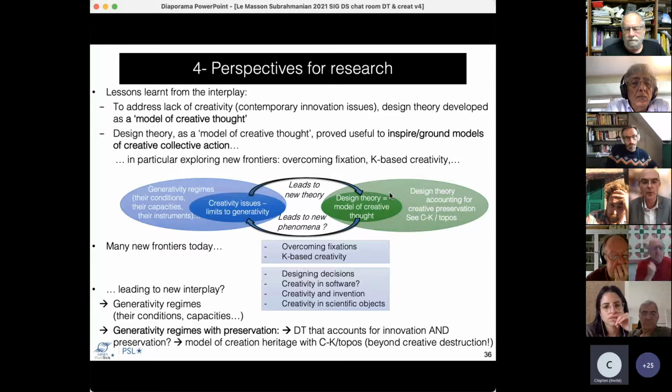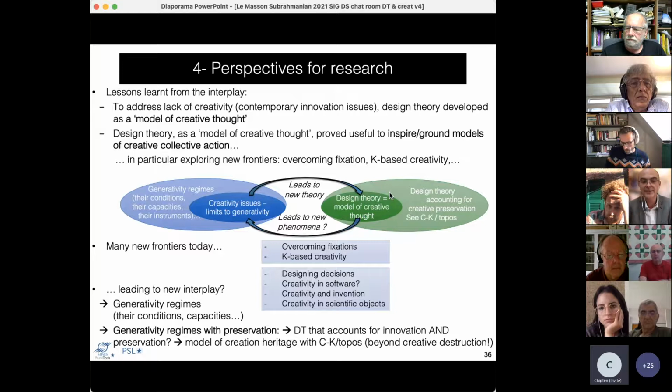Look at all the problem with sustainability. Sustainability, of course, needs innovation, but not a destructive innovation. We necessarily need something that is also preserving what is already here, preserving nature, for instance, preserving resources, but also preserving culture, etc. And here we see a new question. How can design theory account for innovation and preservation?